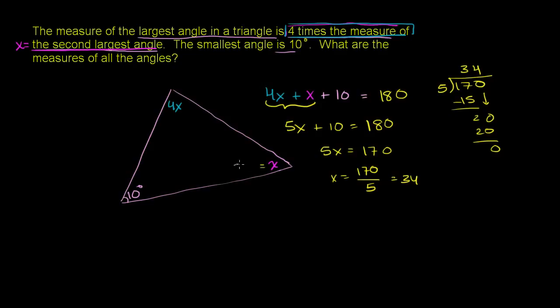So the second largest angle has a measure of 34 degrees. This angle up here is going to be 4 times that. So 4 times 34, that's going to be 120 degrees plus 16 degrees, which is 136 degrees. Is that right? 4 times 4 is 16. 4 times 30 is 120. 16 plus 120 is 136 degrees. So we're done. The sizes of the three angles are 10 degrees, 34 degrees, and 136 degrees. Let's do another one.